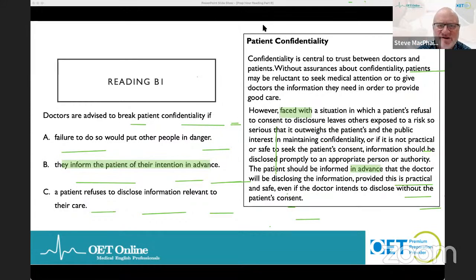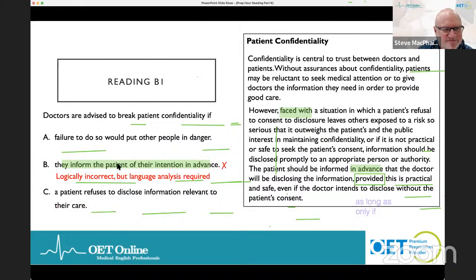Well, I've got a question. What does this mean? This is the key vocabulary: providing this is practical and safe. That means as long as or only if. So "provided" is the key word here. Remember that word if you're not sure of it. It means as long as or only if. If it's safe, but if it's not practical or it's not safe, then you don't have to do it. So you've got a bit of an out clause there. So no, that's wrong.